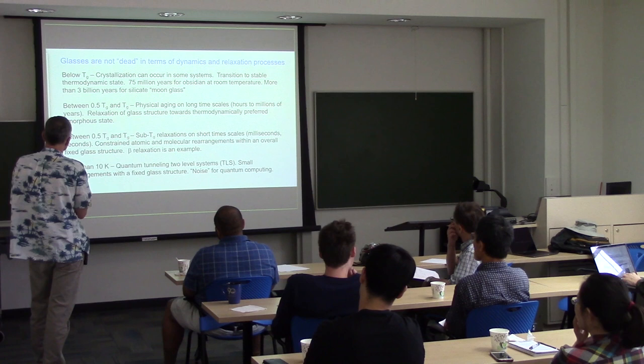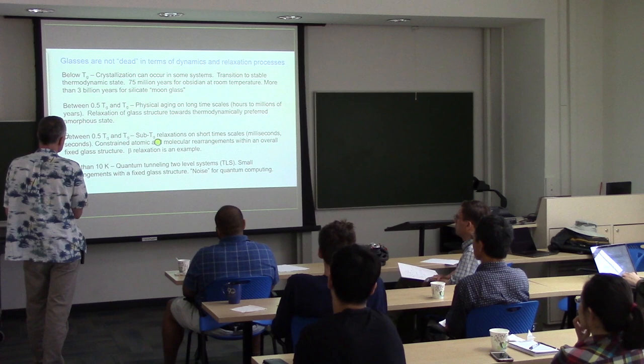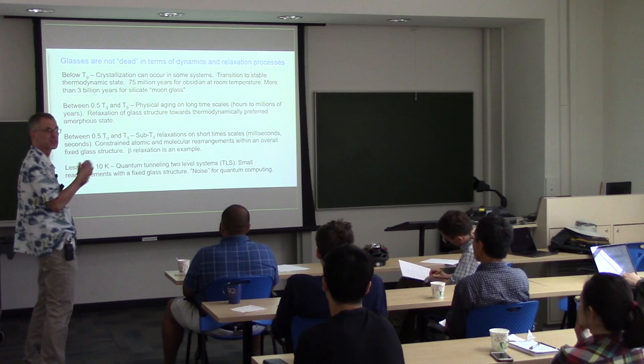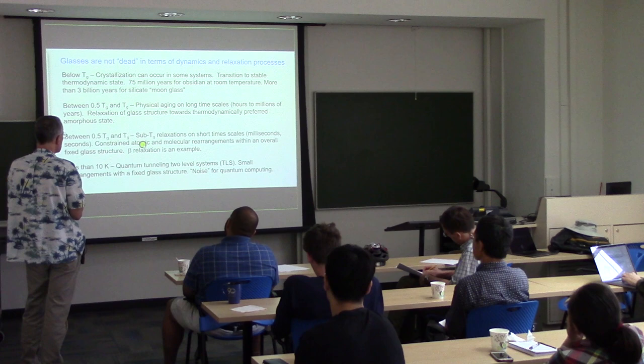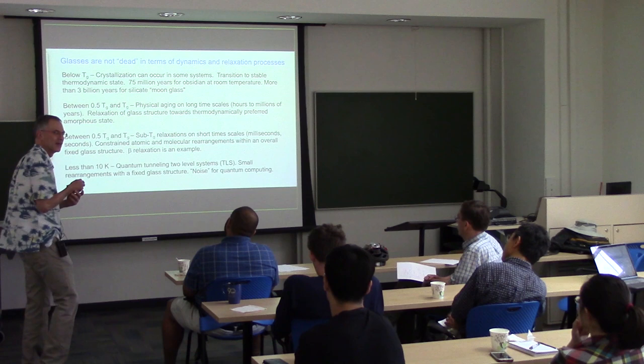Okay, so now let's go down. Let's work somewhere between half Tg and Tg, but let's not wait long enough for the state of the system really to change. Okay, but there's still stuff going on in our glass. There are atomic motions, molecular motions that are happening, and so these are called sub-Tg relaxations, or sometimes they're called beta relaxations. And so let me tell you about that, because that's an important aspect of dynamics in glasses.